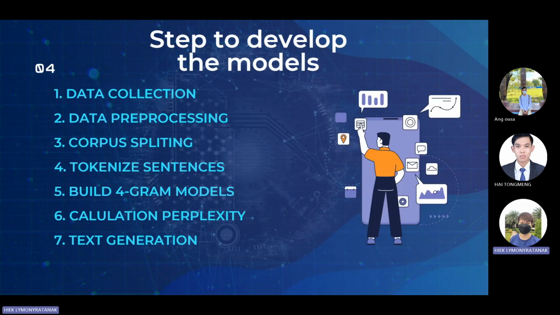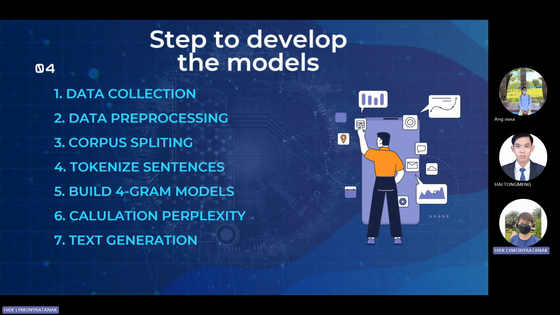Now let's move to the steps to develop the model, and we divide it into 7 parts. The first one is topic selection. The second one is text processing. The third one is corpus splitting and tokenized sentence. After that, we build the n-gram model and calculate the perplexity. After that, we generate text.